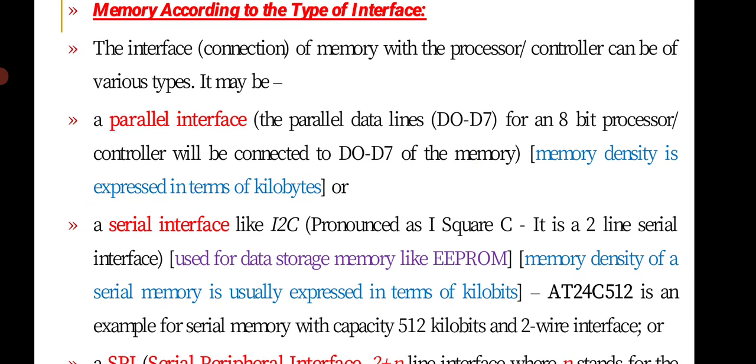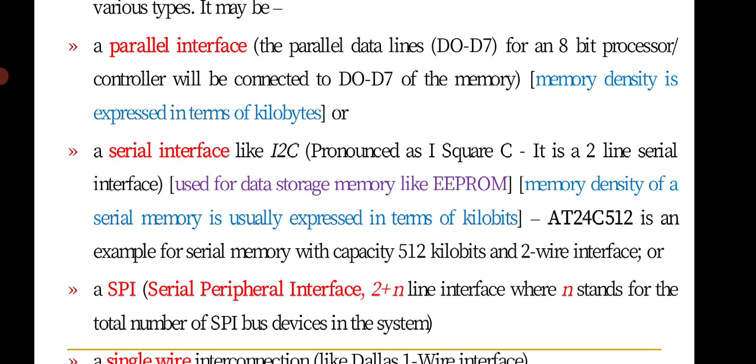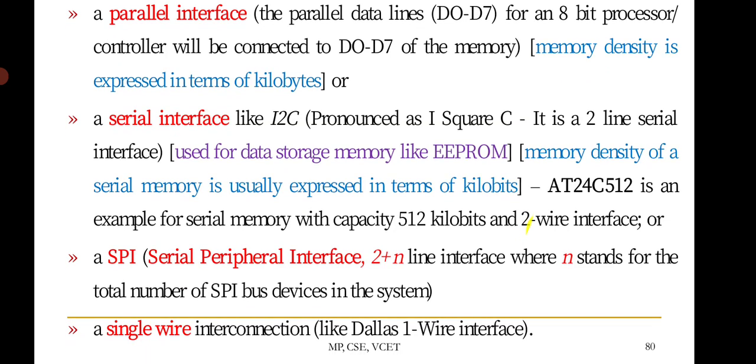Serial interface means things like I square C. It is a two-line serial interface used for data storage memory like EEPROM. The memory density of serial memory is usually expressed in terms of kilobytes. Next, SPI, the Serial Peripheral Interface, is a 2 plus N line interface, where N stands for the total number of SPI bus devices.